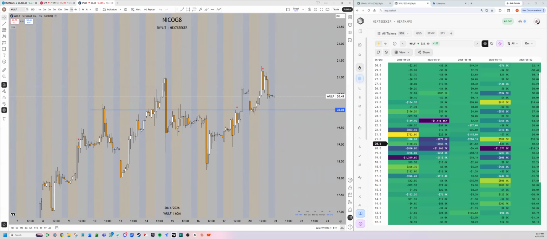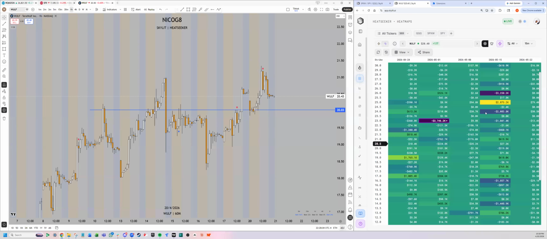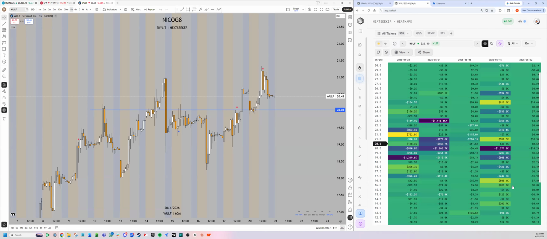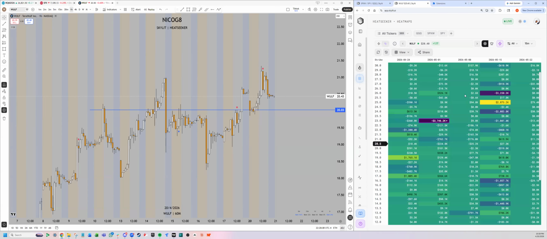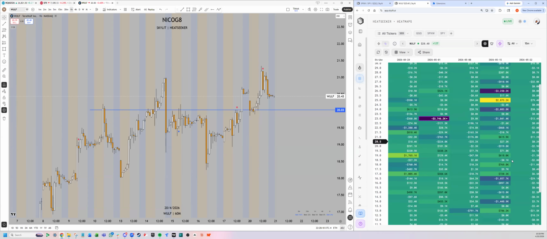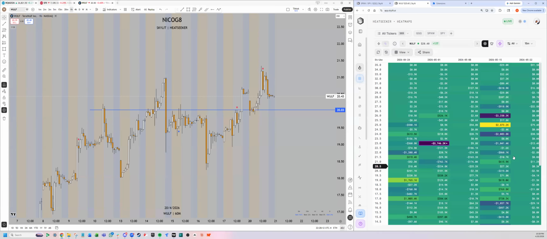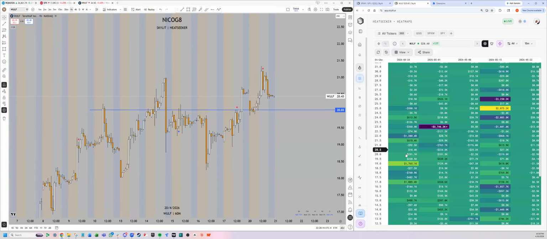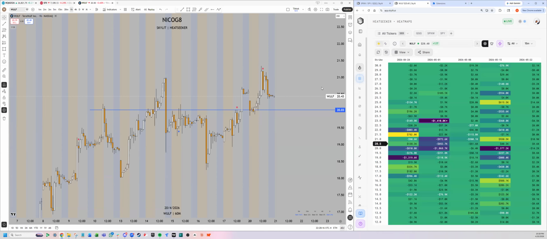higher, 22, 23. But yeah, the OPEX on this ticker is horrendous, right? You look at the GEX, this is terrible. VEX looks a little bit more bullish. So if you can find a nice 19, 20 bounce, maybe on Wolf you can try to play at least into next week. Looks pretty good.